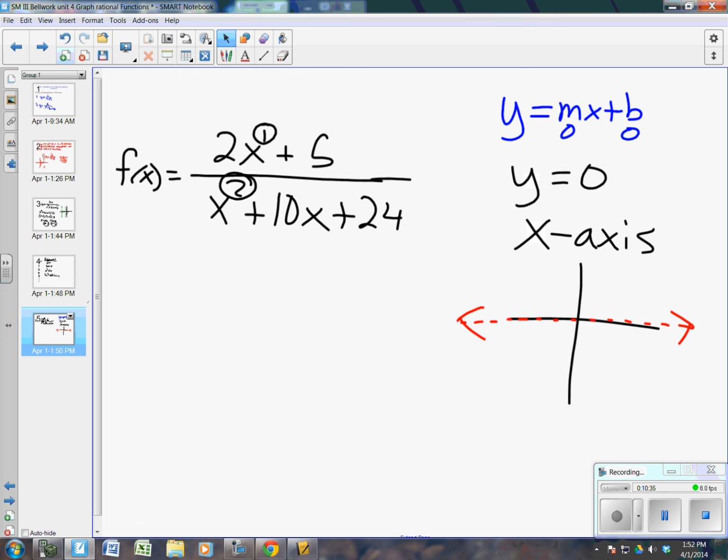So if the degree of the numerator is less than the degree of the denominator, it has a horizontal asymptote at y equals 0. Okay, I'm going to give you a minute too. Does this one have vertical asymptotes, and if so, where? When you know the answer, raise your hand.